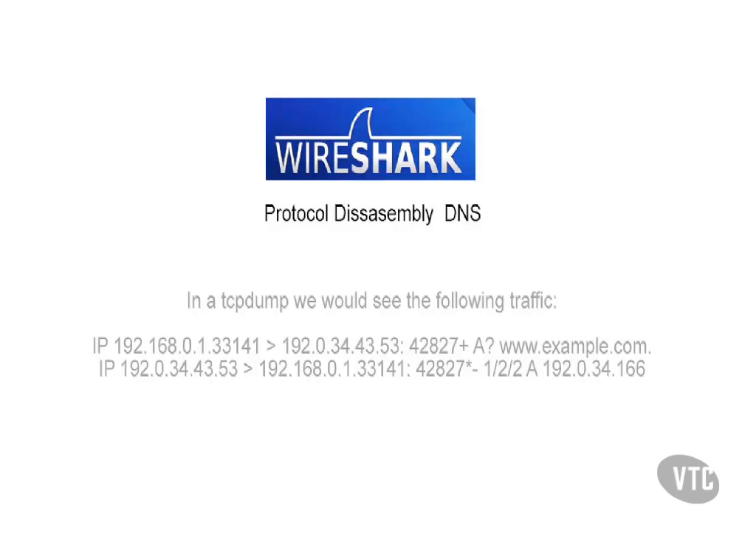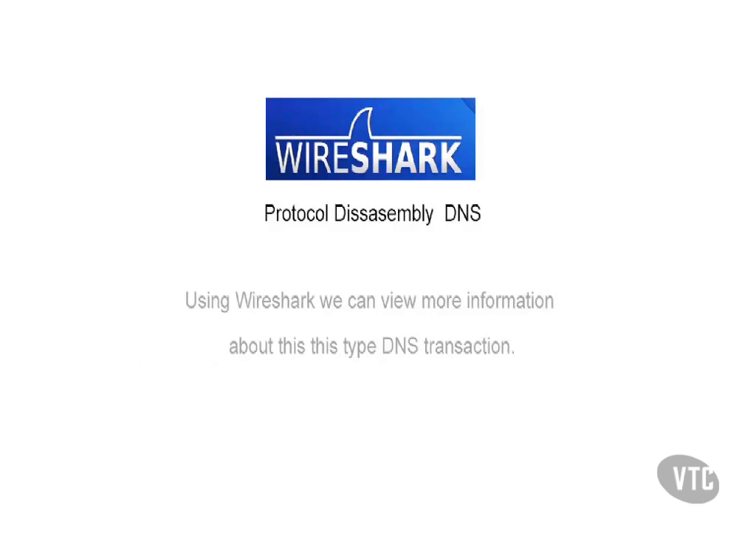The resolver, which is 192.168.0.1, asks the authoritative name server, or the DNS, which is in this case 192.0.34.43. This process happened on UDP port 53 for the A record, which belongs to example.com. All of this via UDP.